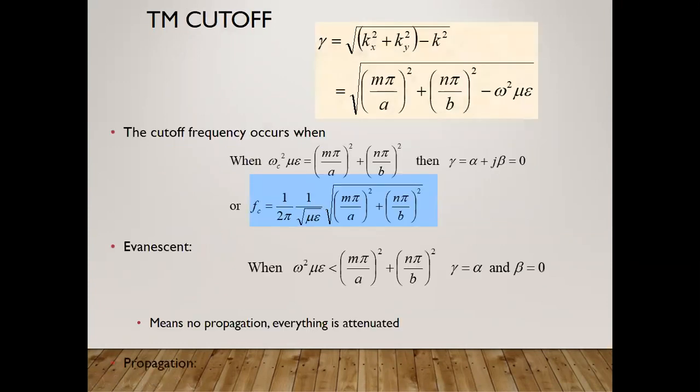Okay. So see here, if you want to calculate the cutoff frequency in the transverse magnetic field, definitely see here the propagation constant gamma is equal to root of kx square plus ky square minus k square. Here the m and the n are nothing but the representation of the mode. a and b are nothing but the radiuses. Okay. How we can find the cutoff frequency is mentioned here.